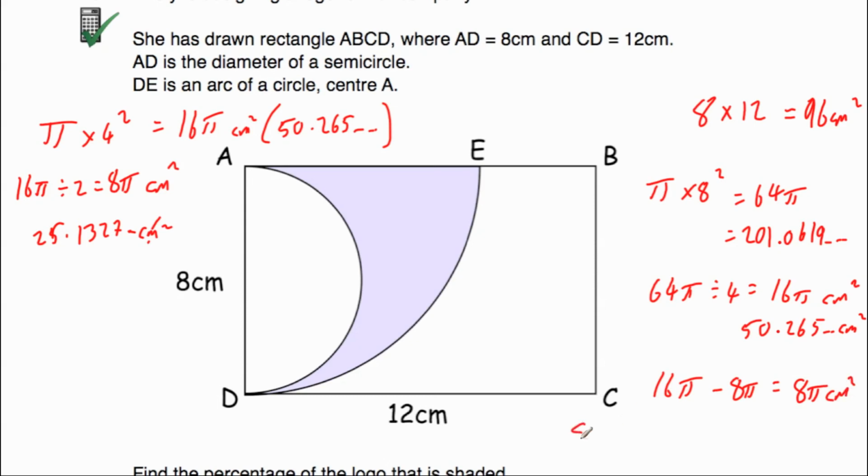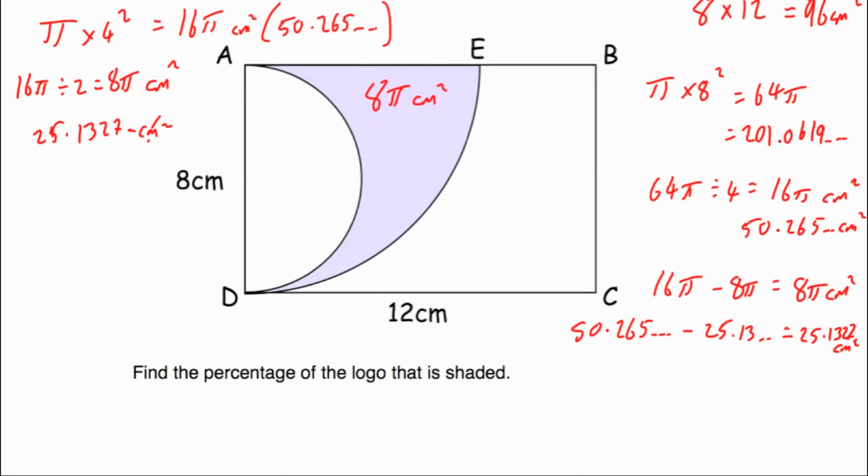Or alternatively, it could be 50.265 and so on, take away 25.13 and so on, and we'll be left with 25.1327 and so on centimeters squared. So we now know that this shaded region has got an area of 8 pi centimeters squared, or 25.1327 centimeters squared. Now we want to find the percentage of the logo that's shaded.